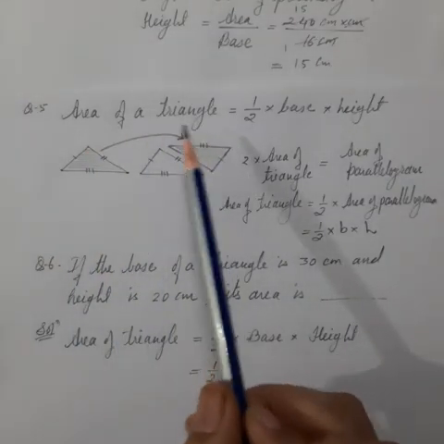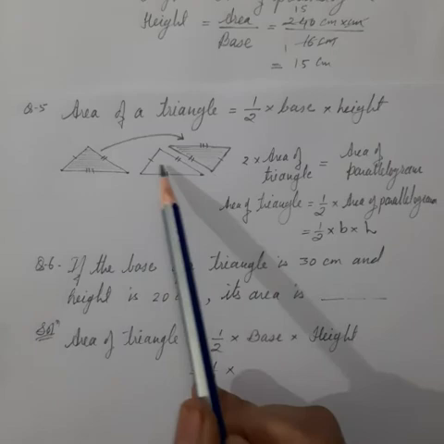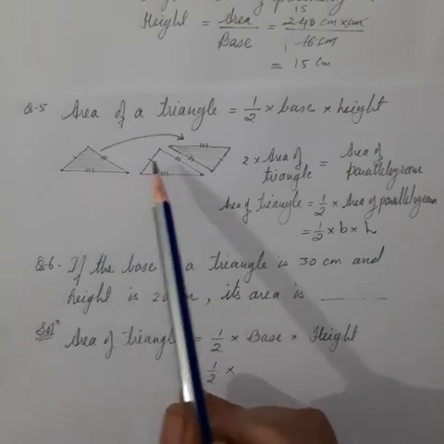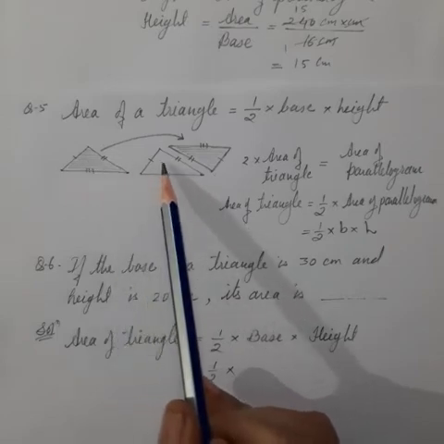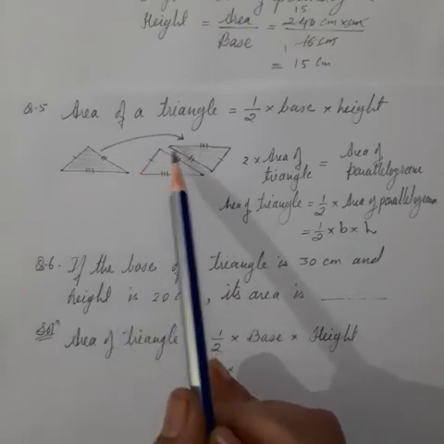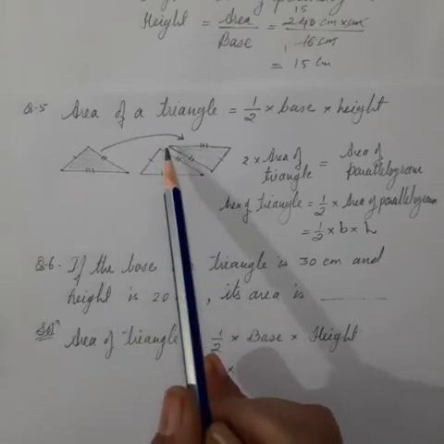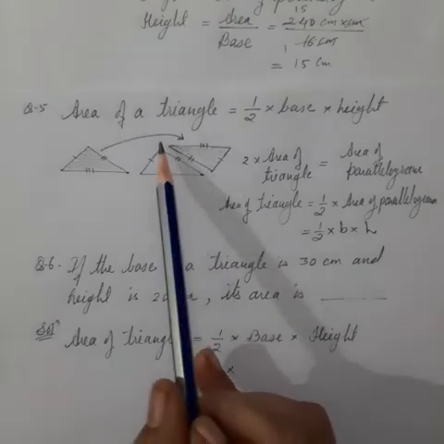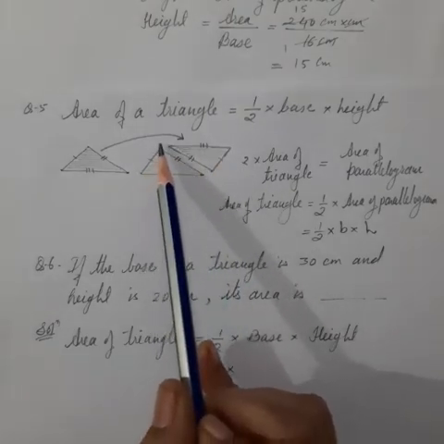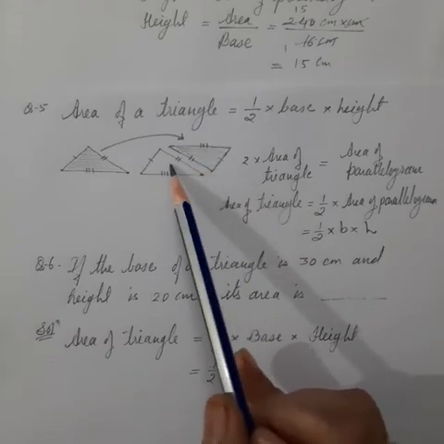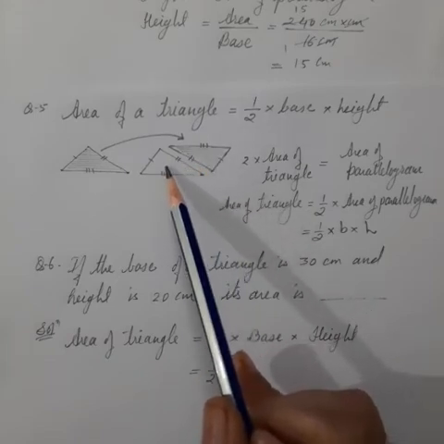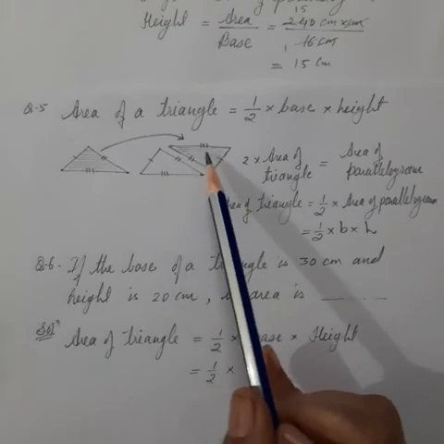Area of a triangle. Take two congruent triangles. Congruent means exact copies of each other, same in size and shape, and place them joining their corresponding sides. Always we get a parallelogram. These two triangles are congruent, equal in size and shape, so their areas are also same.